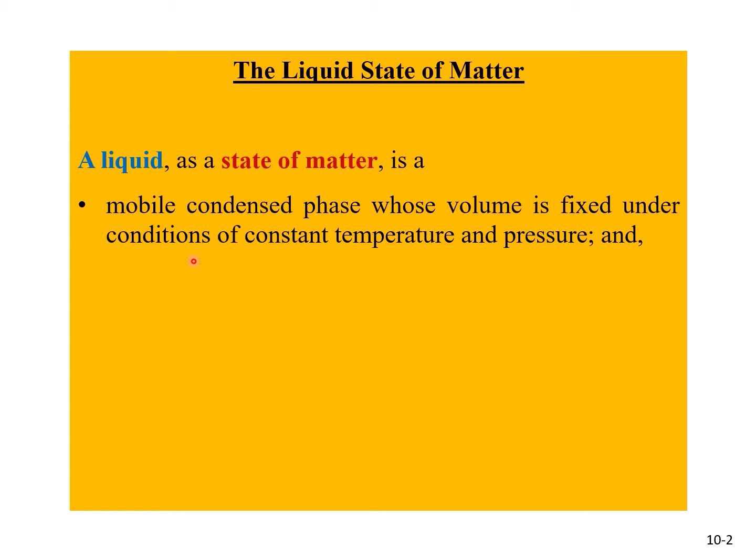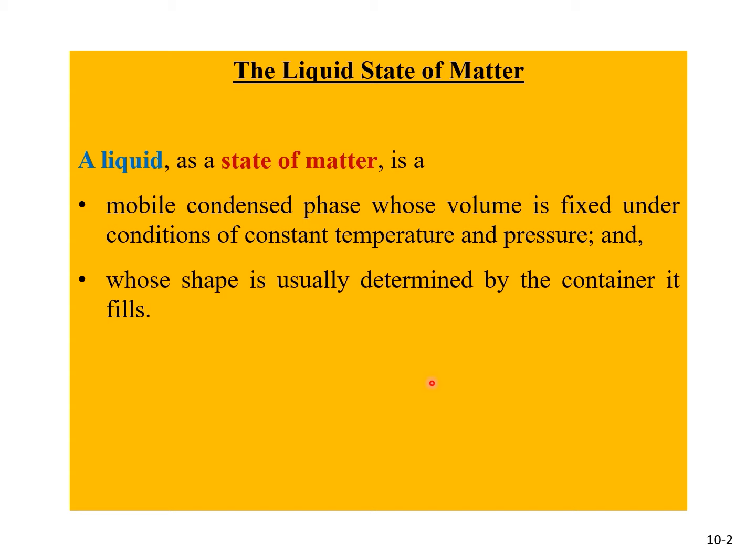Why did I say mobile? Mobile because it flows, right? Condensed because it's not a gas, right? It's one entity. And then it's a phase, a phase of matter. If you recall from material science, that's important when you define those. Its volume is fixed under conditions of constant temperature and pressure. Also, its shape is usually determined by the container it fills. So that's how we define a liquid.